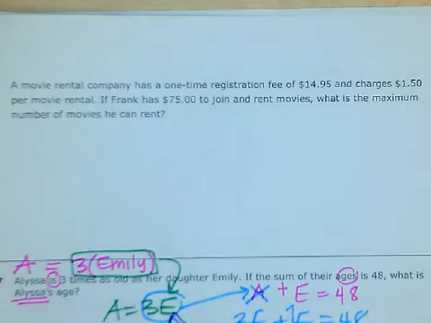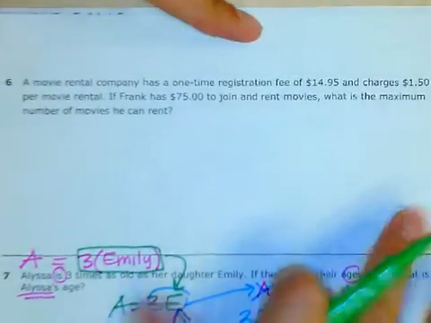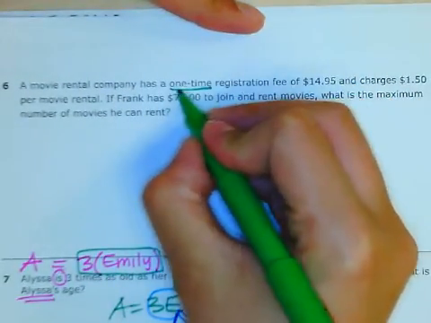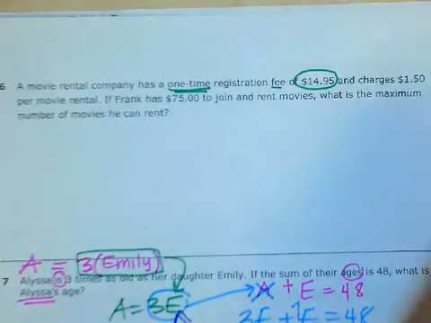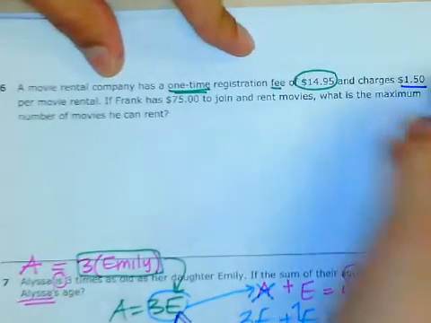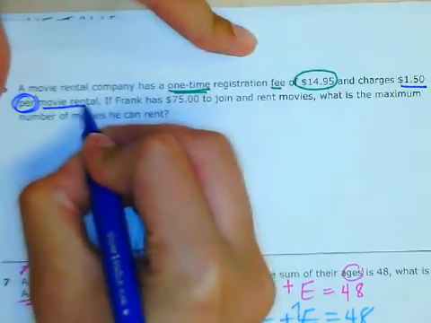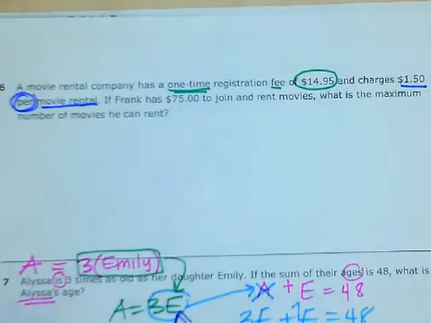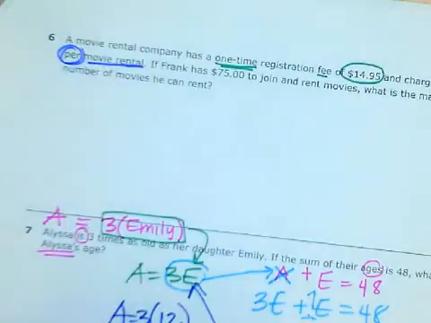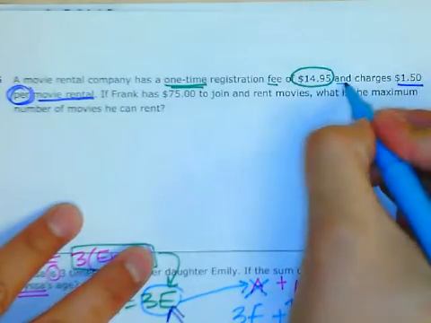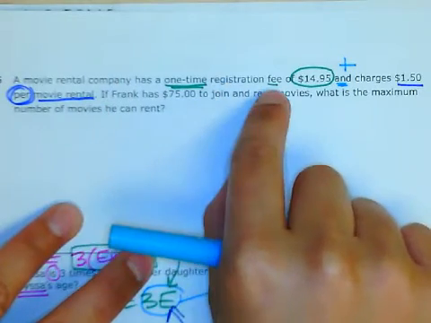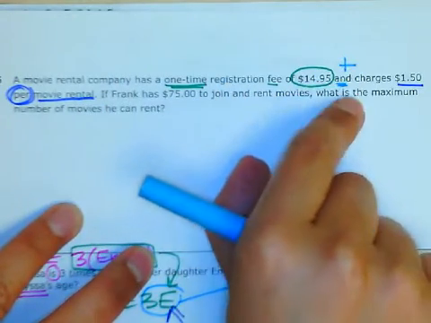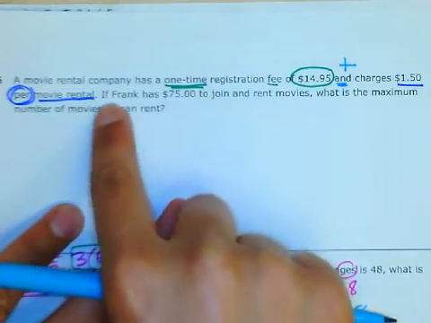Here's another word problem, and again, all the clues are in the sentence. So here I know that there's a one-time registration fee of $14.95. And I also know that there is a $150 per movie rental. Okay? And then I see the word "and," which in math means plus. So I already know that it's going to be a one-time registration fee of $14.95 plus $150 per movie.